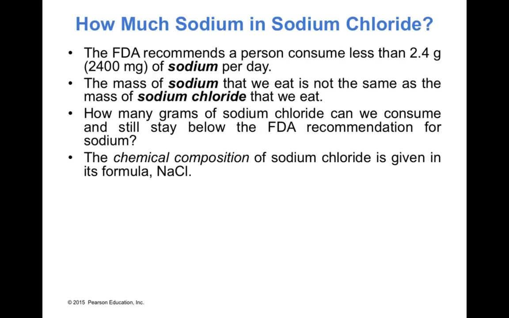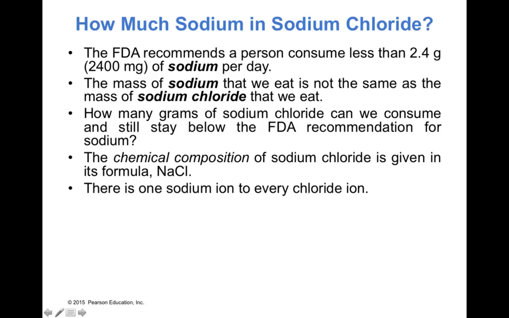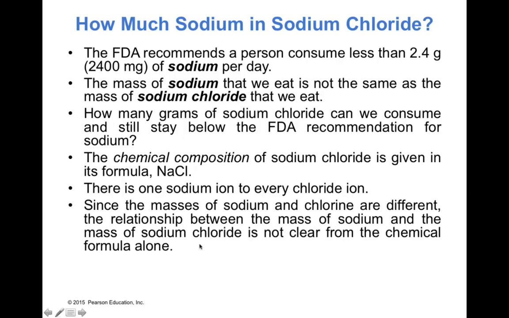The chemical composition of sodium chloride is given by this formula, NaCl, Na for sodium and Cl for chloride. So as we can see, there is one sodium ion to every chloride ion. So it's a 1-to-1. That's why, here, you don't write it, but you assume that there's a 1, and also here is a 1. Since the masses of sodium and chlorine are different, the relationship between the mass of sodium and the mass of sodium chloride is not clear from the chemical formula alone.